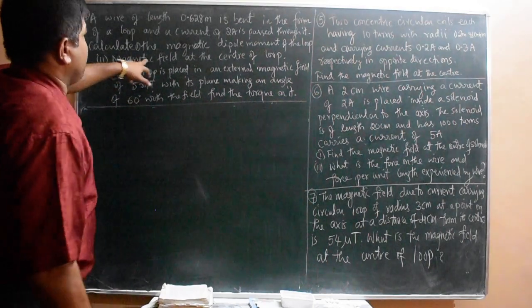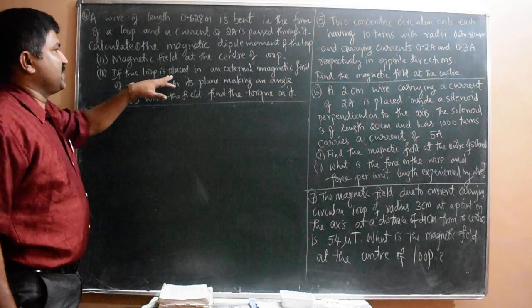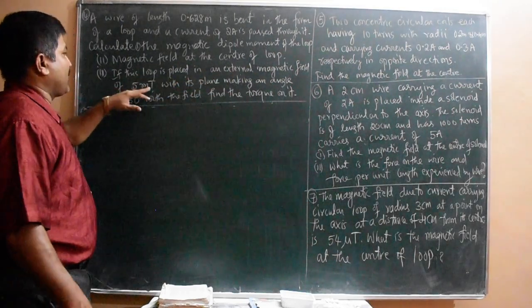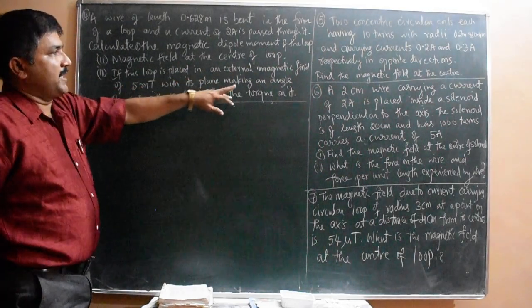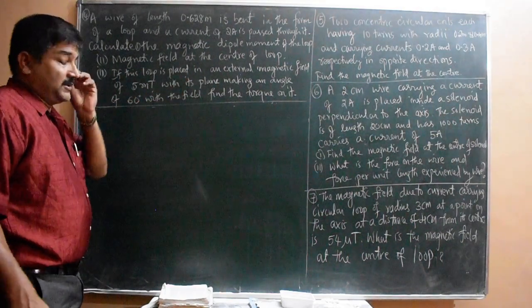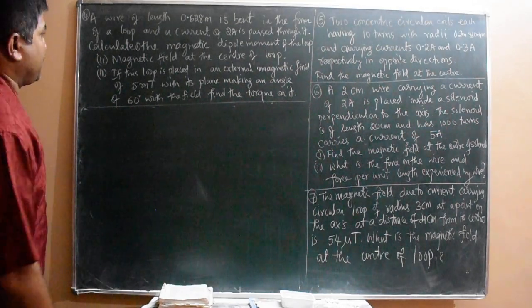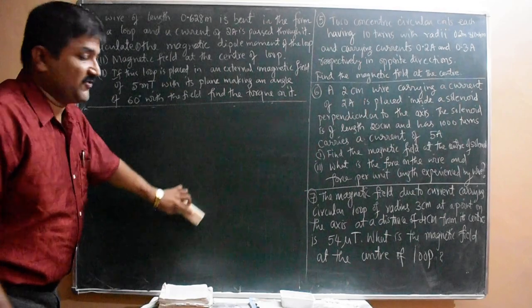Then what you have to get? The magnetic field at the center of the loop. And the third part: if this loop is placed in an external magnetic field of 5 millitesla in its plane making an angle 60 degree with the field, find the torque on it. 3 numbers we have to calculate. First one is magnetic dipole moment. So the magnetic dipole moment of the loop you have to find out.